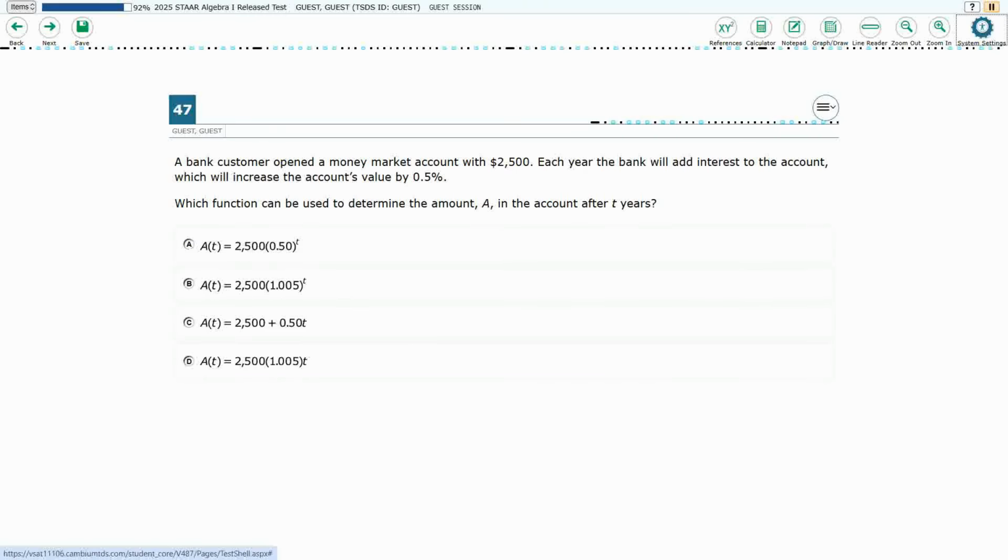Number 47, we are looking at writing exponential functions. This is A.9c.